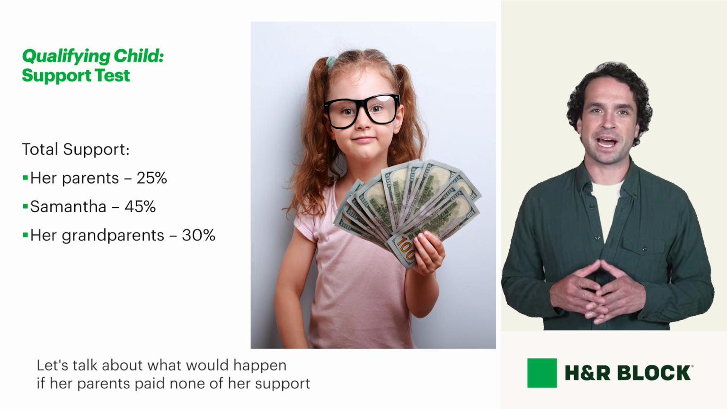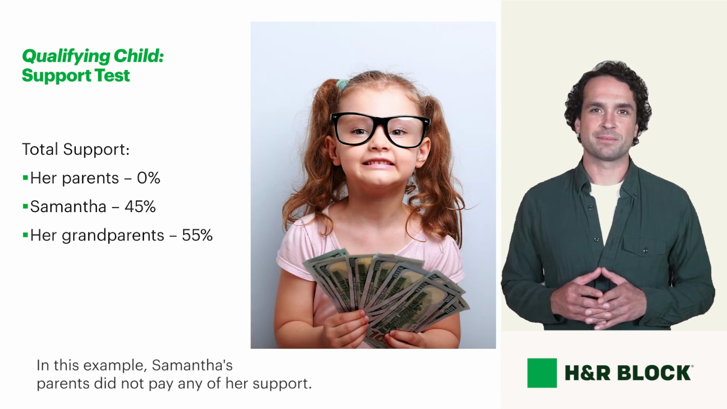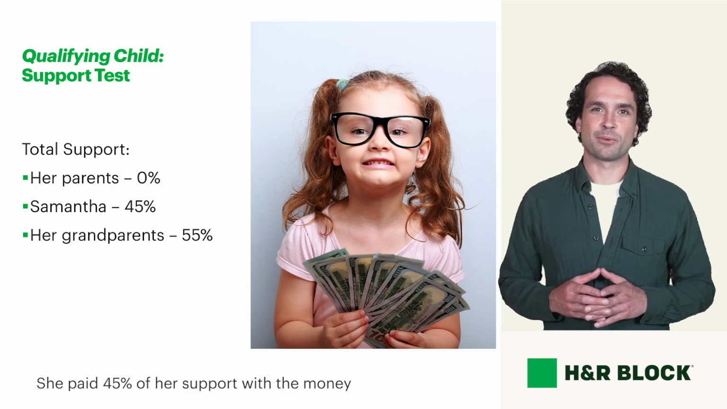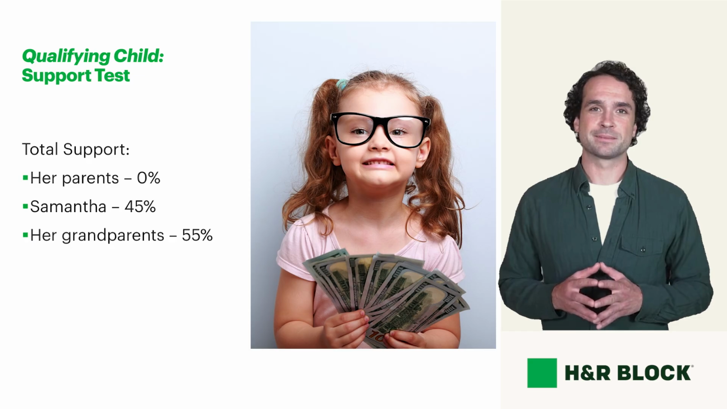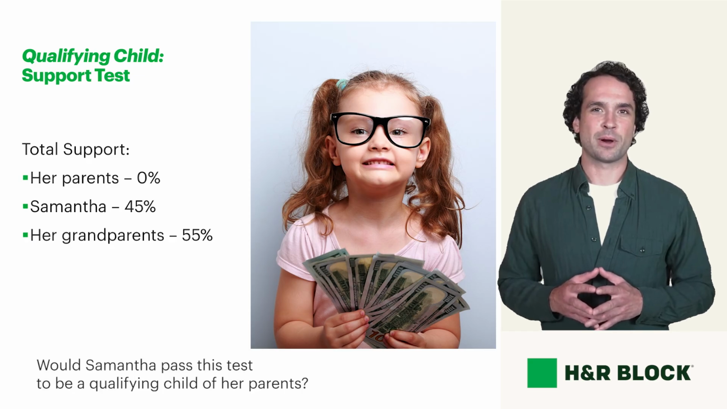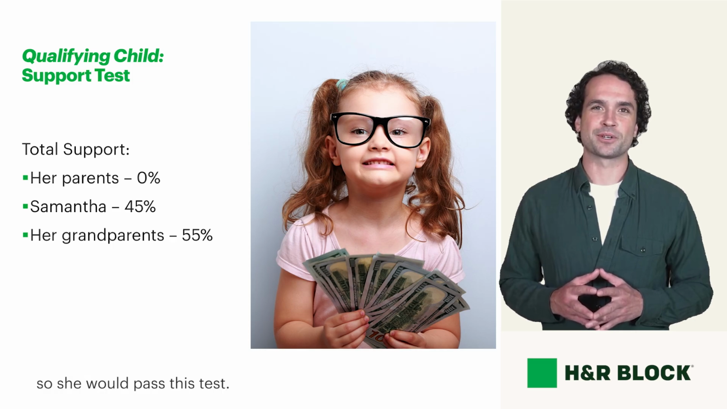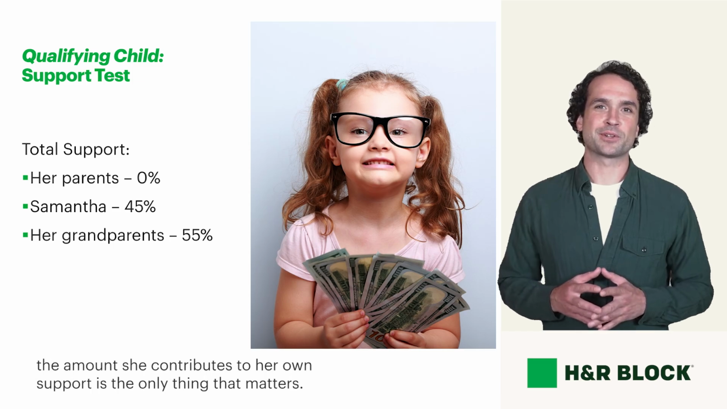Let's talk about what would happen if her parents paid none of her support at all. In this example, Samantha's parents did not pay any of her support. She paid 45% of her support with the money she earned in commercials, and her grandparents paid the rest. Would Samantha pass this test to be a qualifying child of her parents? Yes, again, Samantha did not pay more than 50% of her own support, so she would pass this test. It does not matter that her parents did not pay any of her support. For this test, the amount she contributes to her own support is the only thing that matters.